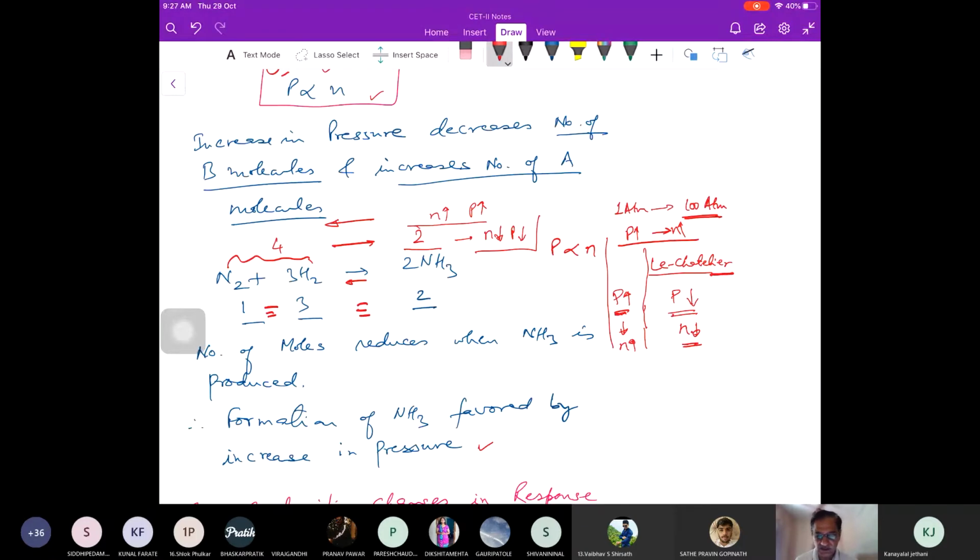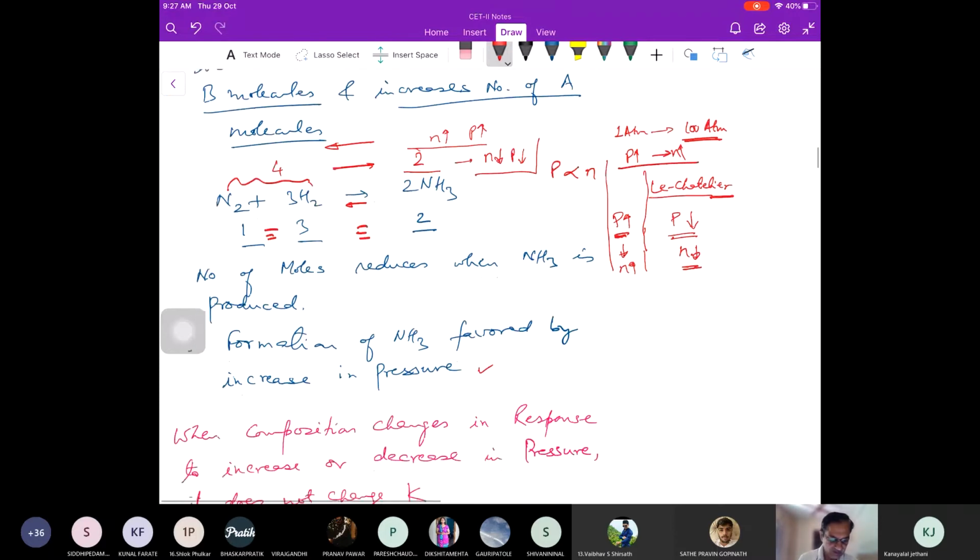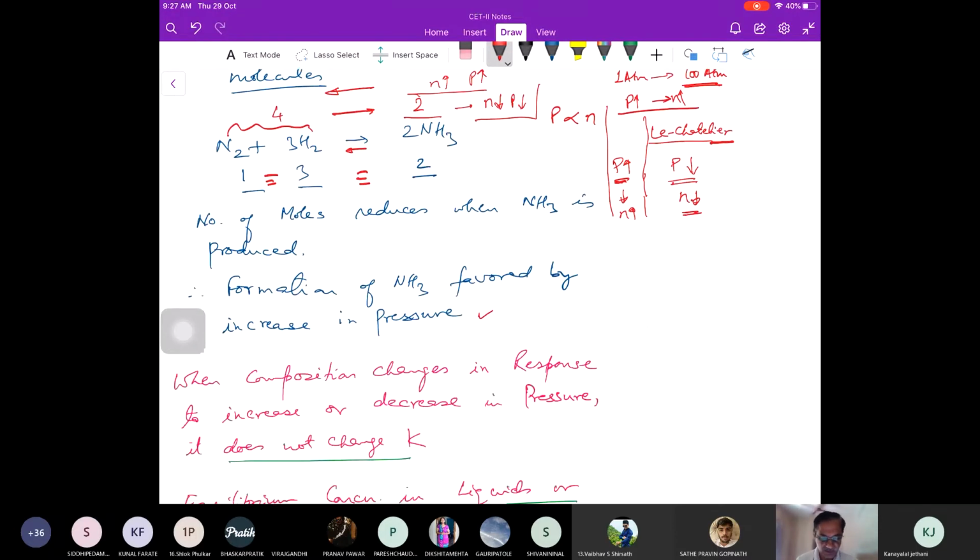As high as we can keep it, there is a limitation. There are other constraints, like how much pressure the equipment can sustain. So there are other engineering constraints. We cannot go to very, very high pressure, but yes, as high as possible under the constraints of the equipment. We try to keep that for ammonia. Okay? The number of moles reduces when ammonia is produced. Therefore, formation of ammonia is favored by an increase in pressure.